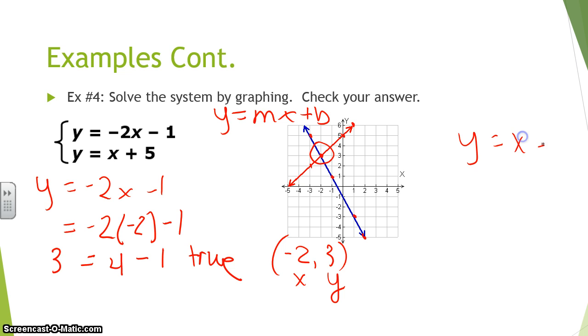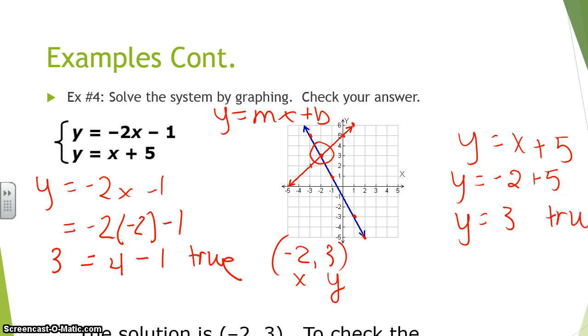Let's look at the second equation. y equals x plus 5. Plugging in negative 2 for x, so we have negative 2 plus 5, which gives me 3. So this is also true. So my final answer is the solution is negative 2 comma 3, and we check by plugging in negative 2 for x and 3 for y. So step 1, we graph. Step 2, check to make sure that solution is correct, and then write your final answer.